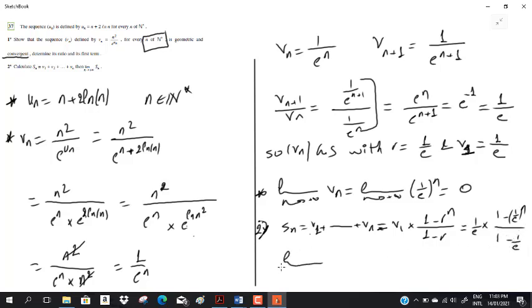Calculate the limit of Sn. Limit as n tends to plus infinity of Sn equals 1 over e, which is independent of n, times 1 minus 1 over e power n, its limit is 0 because 1 over e is less than 1, over 1 minus 1 over e. And the answer is 1 over e minus 1 over e equals 1 over e minus 1. This is exercise number 37.